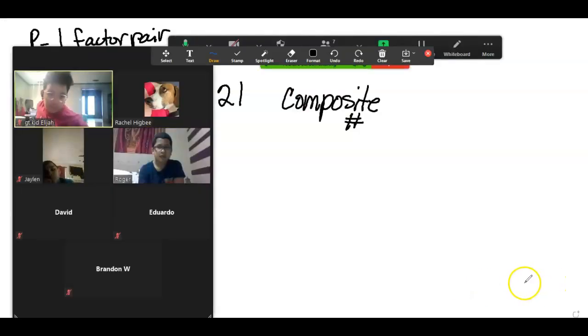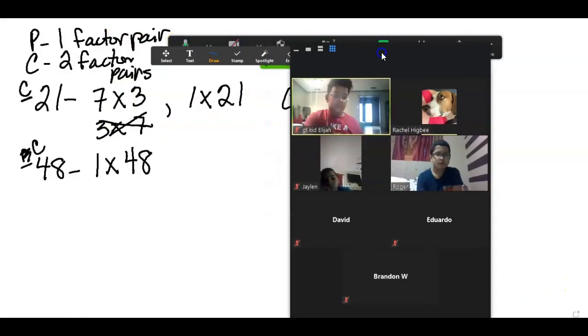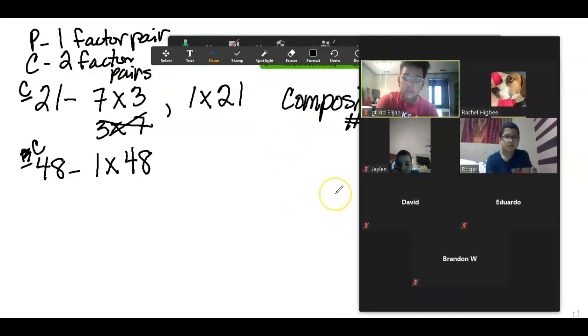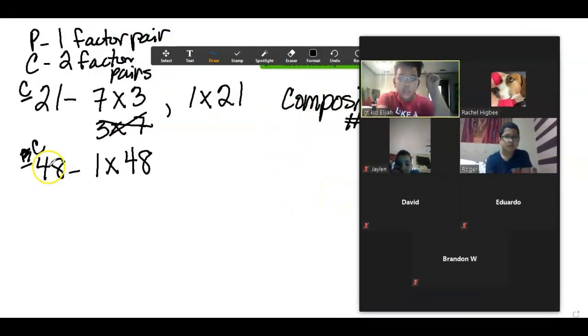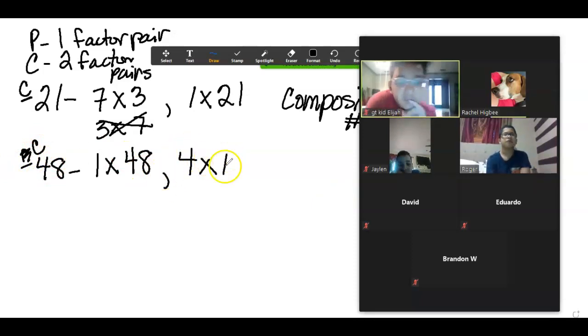All right. So tell me, what did you see for 48? 4 times 12. Excellent. Okay. Now, here's the thing. That's not the only way to get to 48. Okay. However, it might be the only way that we see on the multiplication chart. Okay. And the reason I say that is because isn't 48 an even number?